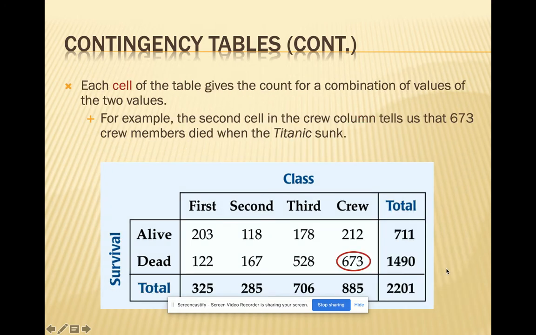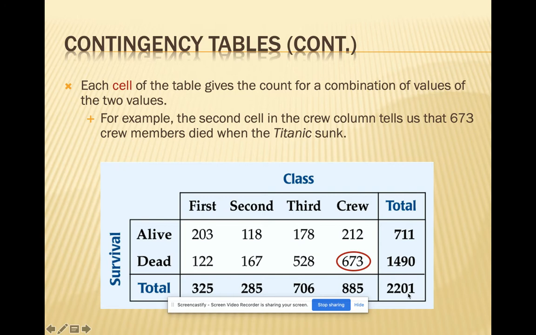Okay. We can do the same thing for class. So down here along the horizontal, you will see that there were 325 people with a first class ticket, 285 with a second class ticket, 706 with a third class ticket, and 885 crew members, again for the same total of 2,201.